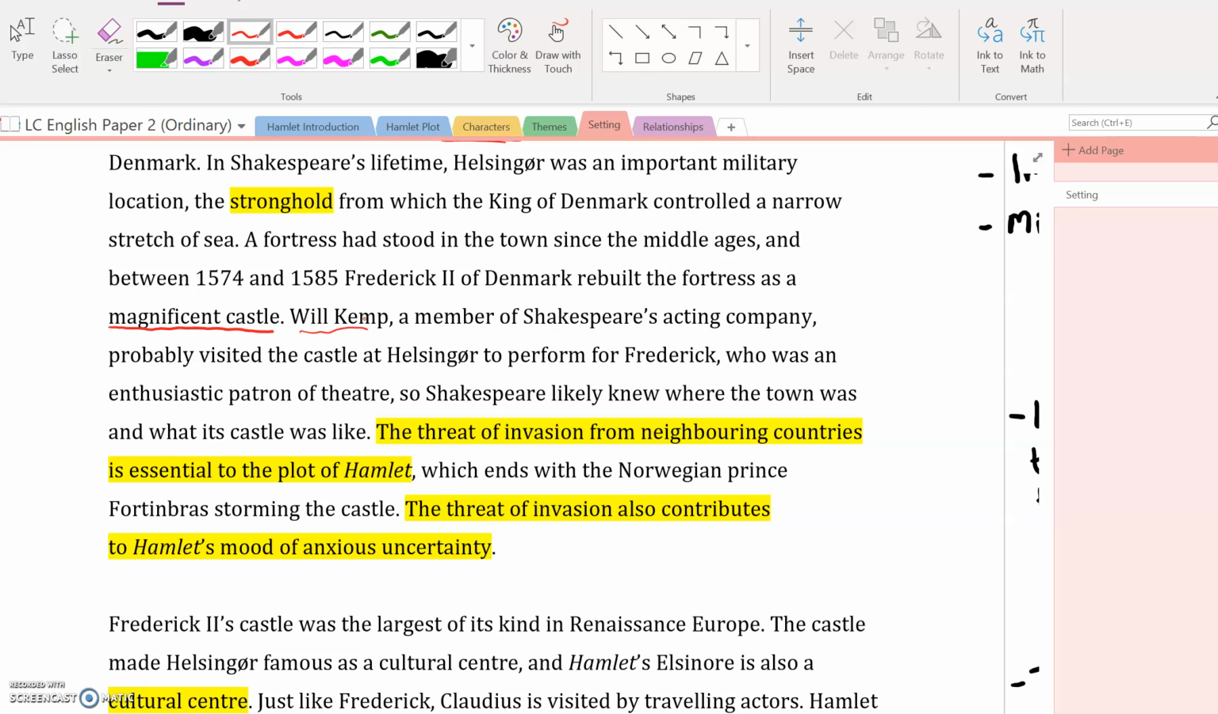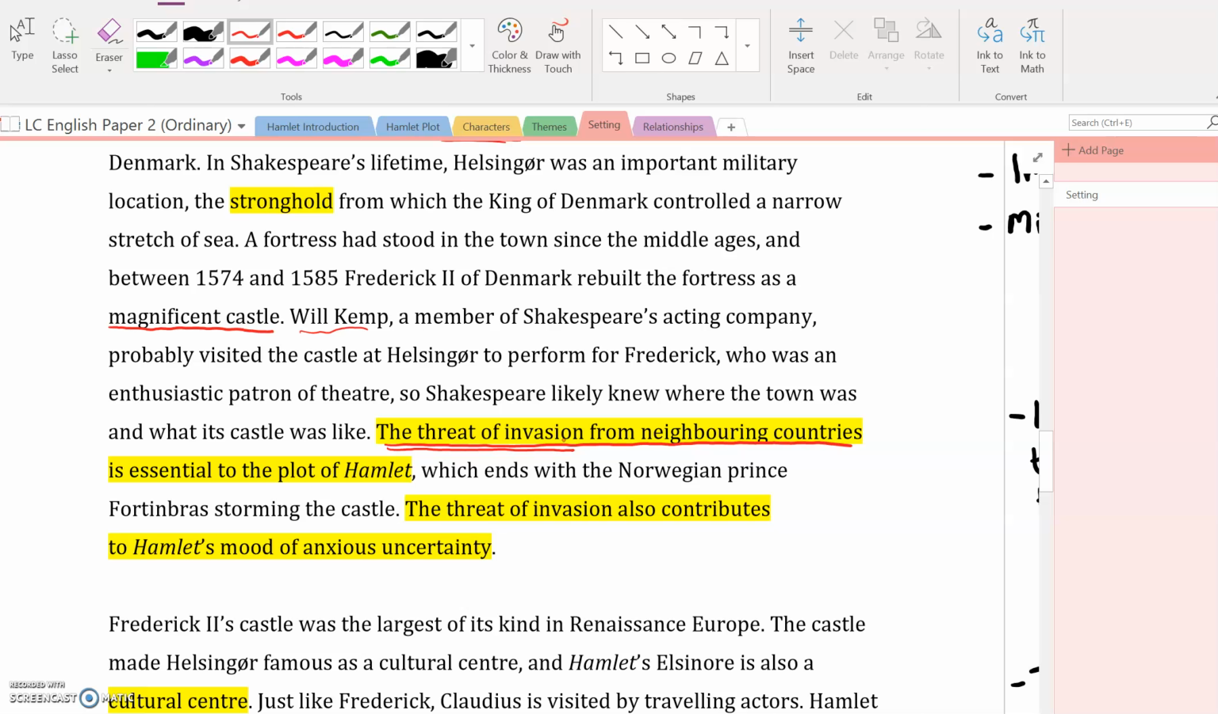Now, keep in mind the maps that I showed you a moment ago. There was a constant threat of invasion from neighbouring countries. Norway would have loved that location, would have loved to have it itself, as would Sweden, and even indeed Germany or any of those Baltic countries along that coast. They would have loved that castle for themselves. So there was always a threat of invasion, and indeed that is in the play.